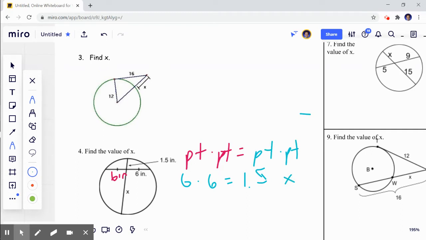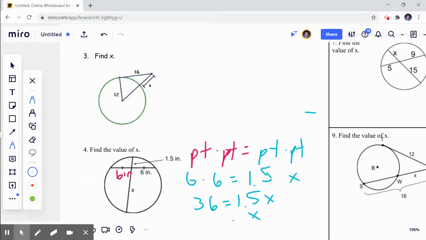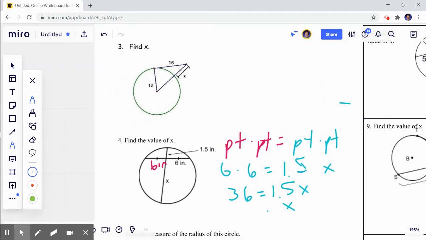Okay, so on the left side, we get 36. And on the right side of the equals, we get just 1.5x. Divide both sides by 1.5, and we get 24. And then we have units on this problem, so it's 24 inches.